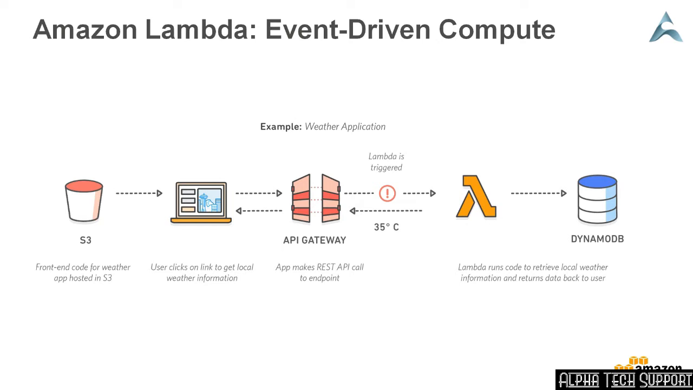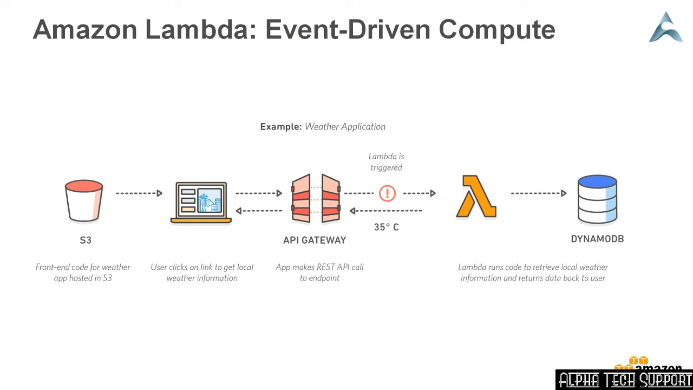where our application uses a link to get local weather information, where a user of our website or app can click to get the local weather information. It passes its request to API Gateway as in the previous case. The API Gateway makes a REST API call to the endpoint.